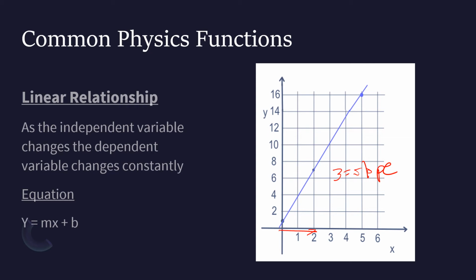So understanding that in a linear relationship, you're going to have that constant slope the whole time is going to be the key. And again, linear function, most of you should remember this, y equals mx plus b, where m is the slope and b is the y-intercept. And again, that is just whatever the dependent variable's value is when the independent variable is 0. So another common physics function, we'll see it a lot with some of the things that we do.